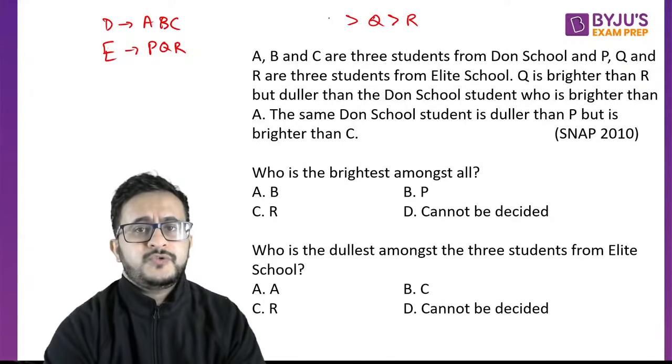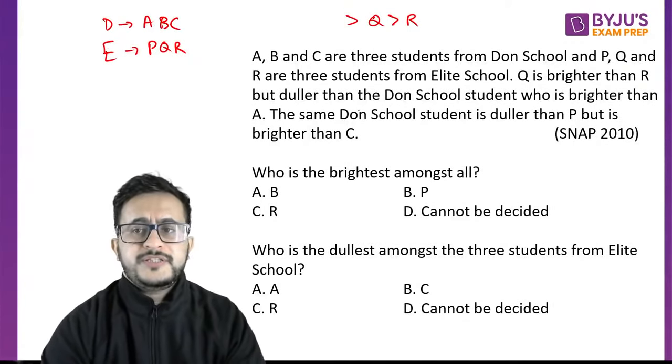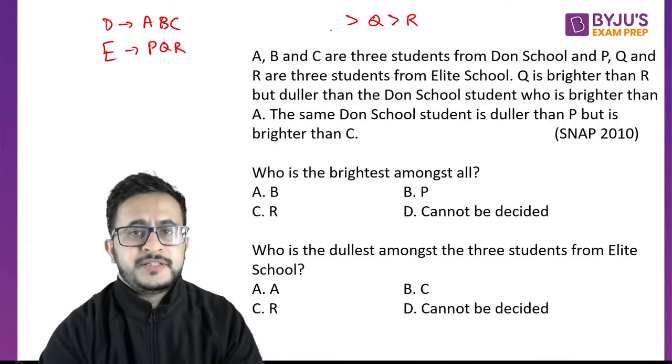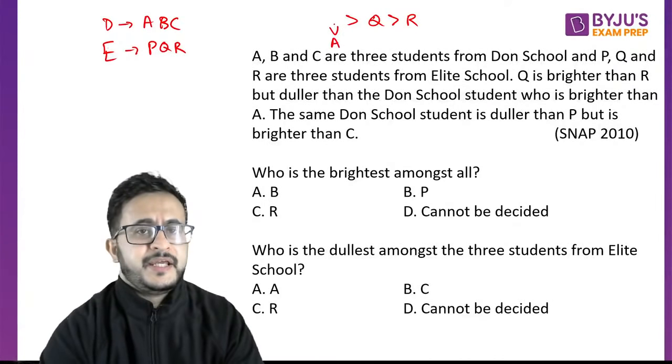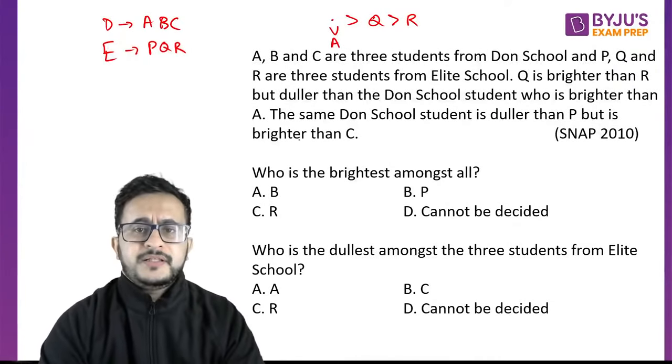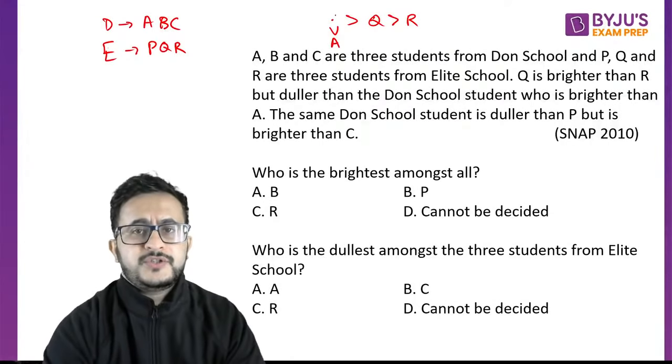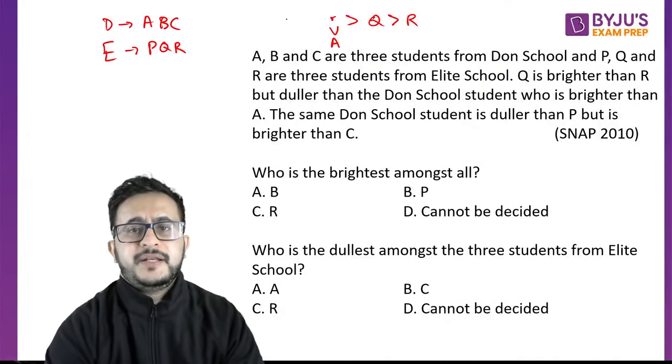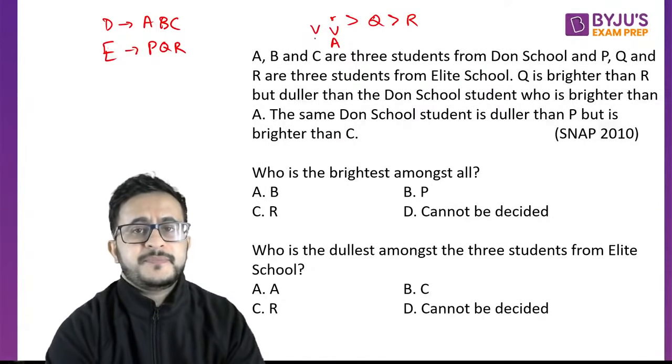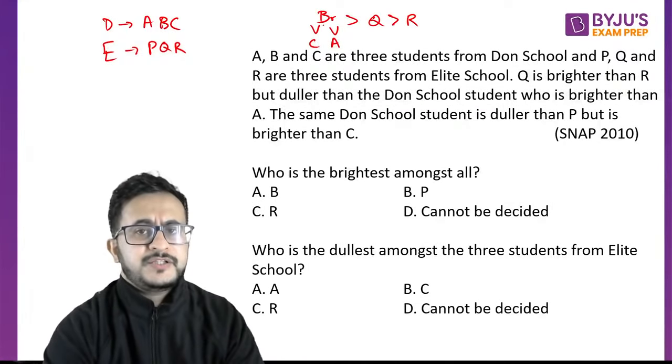Above this there is a student who is brighter than A, right? This student is brighter than A, ये A से better है, ठीक है. The same Dawn School student, this student is duller than P, ये P से dull है but is brighter than C. This student is brighter than C also, तो ये student B हो जाएगा, right? This student must be B and this is P.